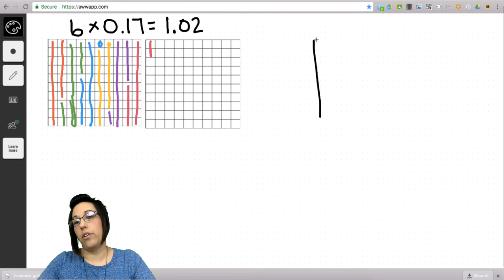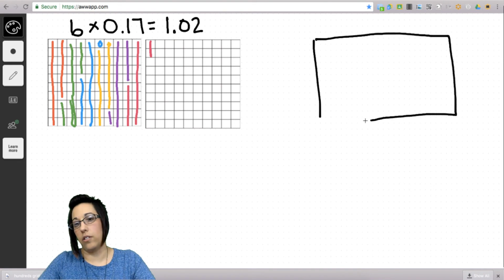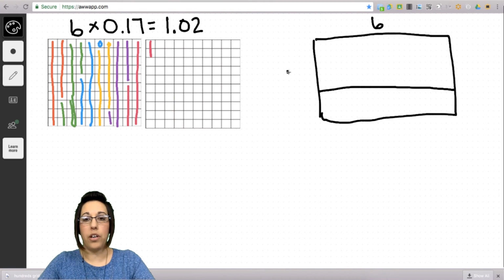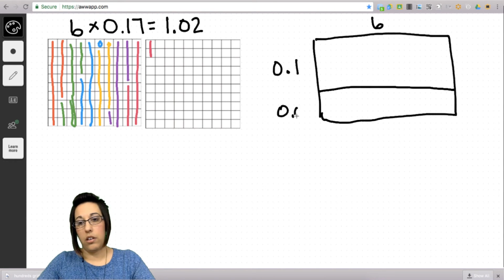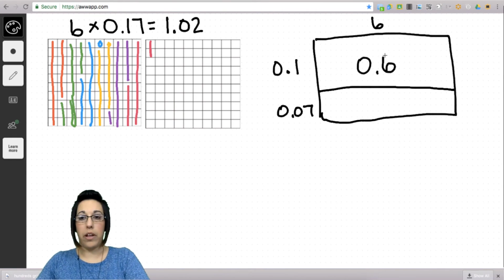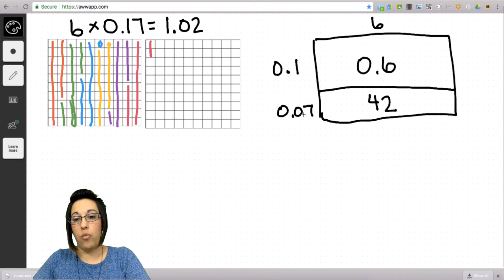Let's look at our area model and see if it supports that answer. I'm going to go ahead and put the 6 on top this time. I'm going to break my 17 hundredths apart into 1 tenth and 7 hundredths. 6 times 1 tenth would be 6 tenths. See, 6 times 1 is 6 over because there's 1 decimal place. 6 times 7 is 42. I have 1 decimal place, 2 over 1, 2.